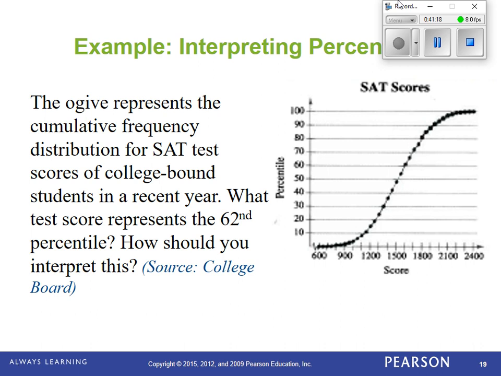Interpreting using percentiles. So if they give you a percentile, this chart here is in percentiles. What kind of chart is this again? So if we're looking at this, what's it ask us here? What test score represents the 62nd percentile? So I just go up here to 62nd, somewhere about in there. Everybody agree that's about right? And I come over, somewhere about there.